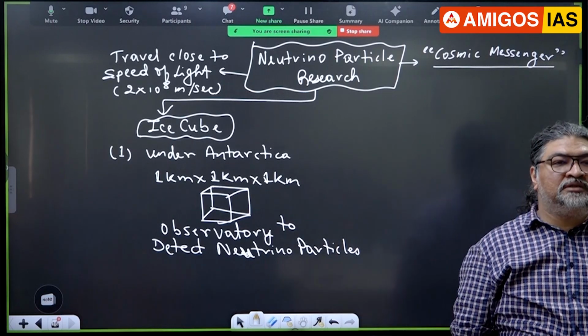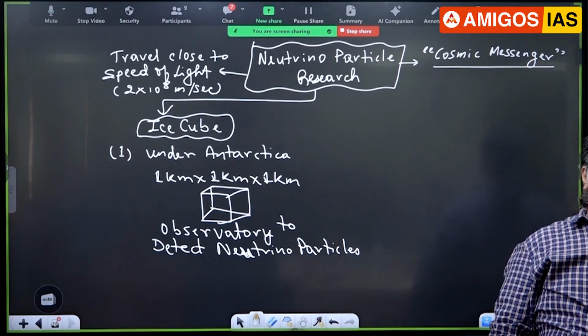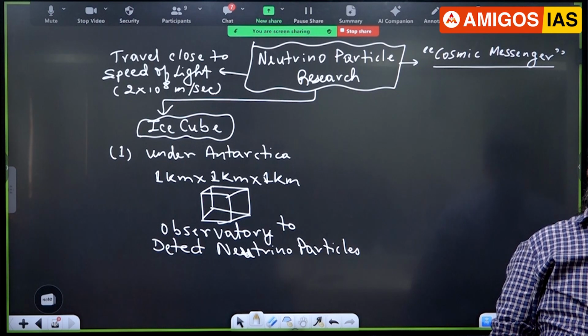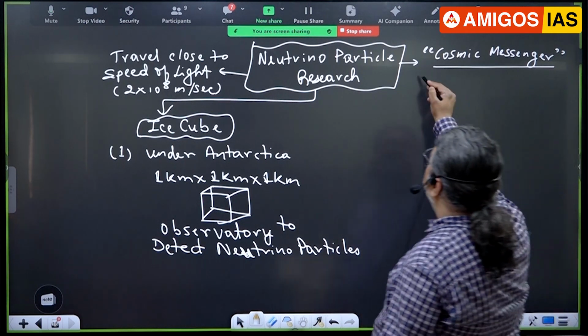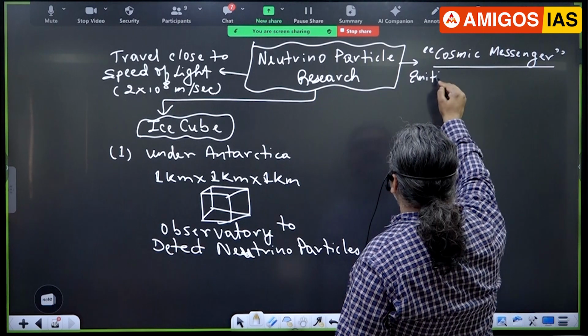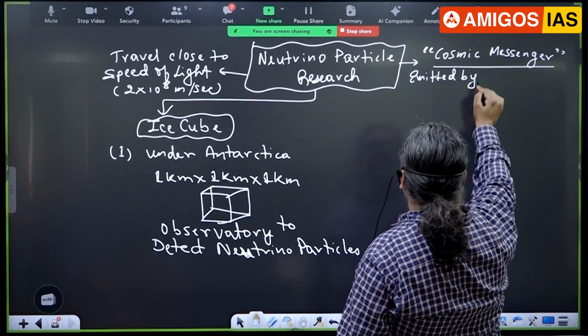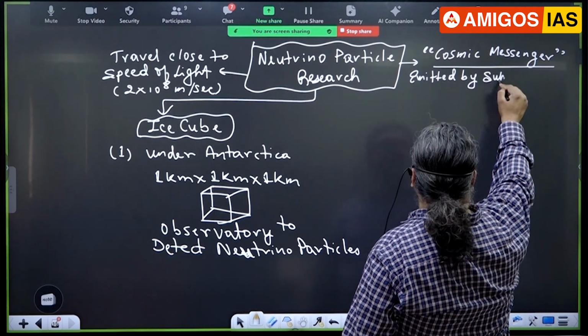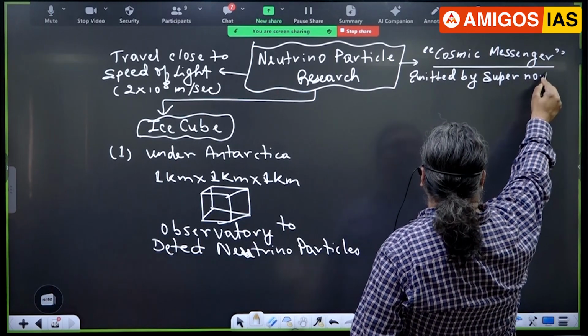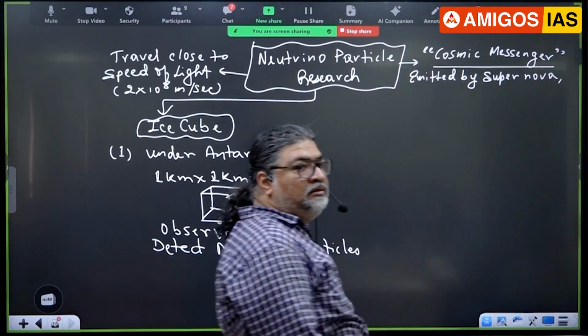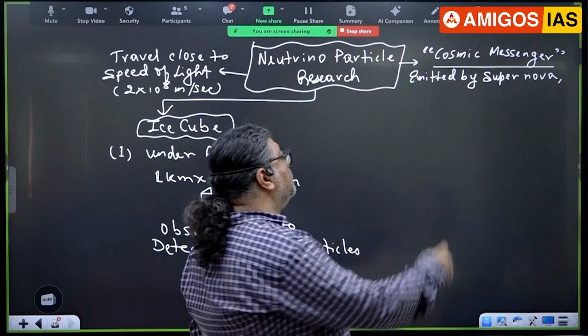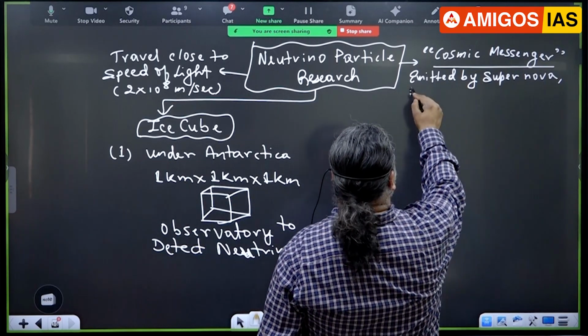Why are they called cosmic messengers? They are emitted by some kinds of events in the universe. Emitted by supernovae. What is a supernova? When a star dies, it bursts out. Then they are also emitted by neutron stars.